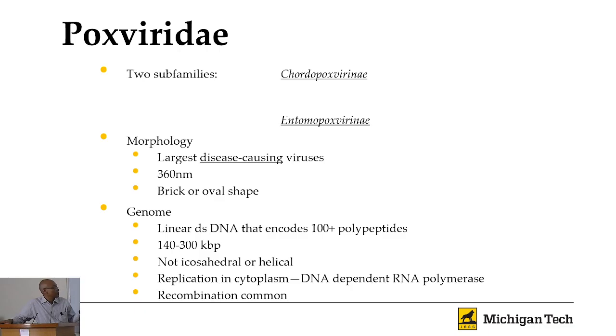So you can see it's a big virus, 360 nanometers. The largest disease-causing virus is this. It's a brick and oval-shaped double-stranded DNA virus, and it is so huge, 140 to 300 kilobase pairs. It's so much protein there. And recombination is also very common. Replication happens in the cytoplasm, with DNA-dependent RNA polymerase.